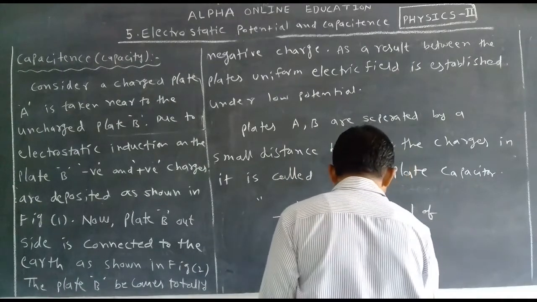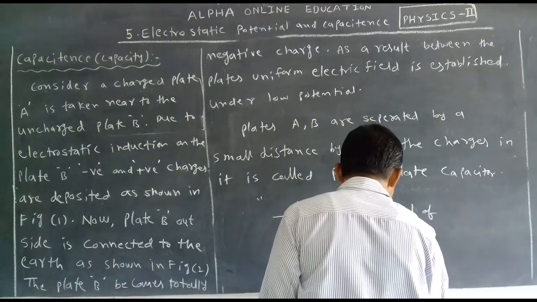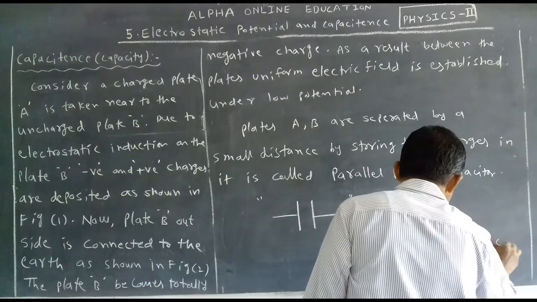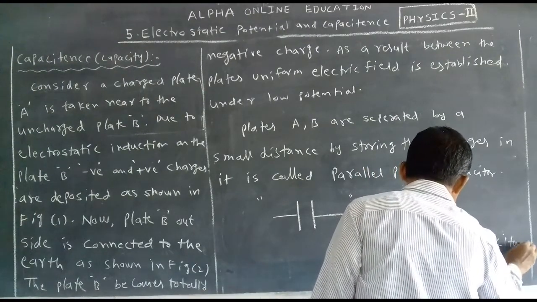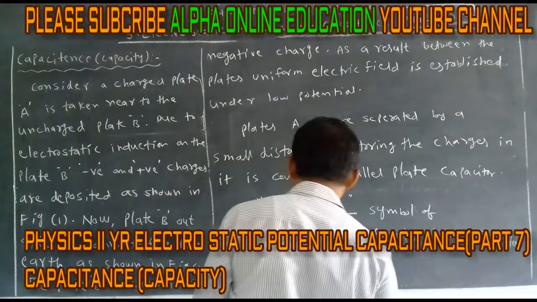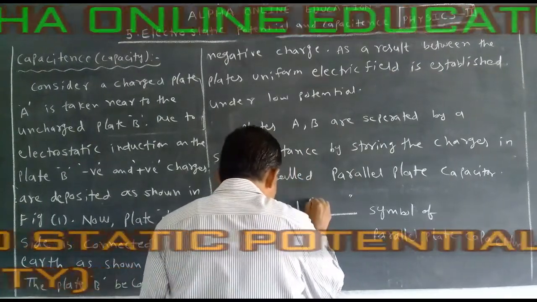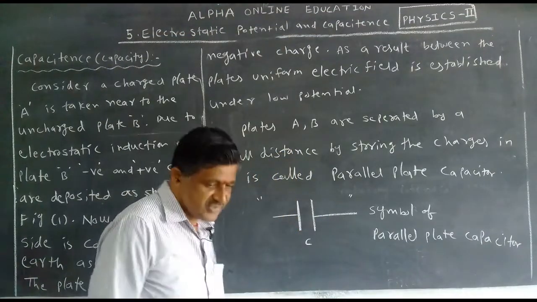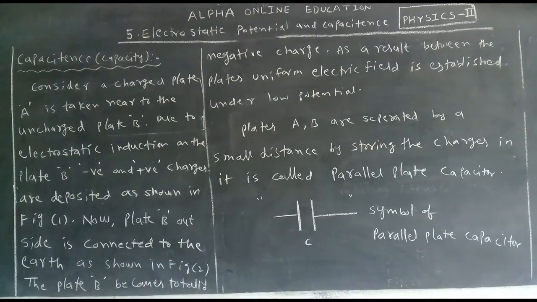Symbol of parallel plate capacitor. The two lines should be parallel with the same heights. Okay, this is the working principle of the parallel plate capacitor, and we can take it as two parallel lines a small distance apart as shown. This is called a parallel plate capacitor.